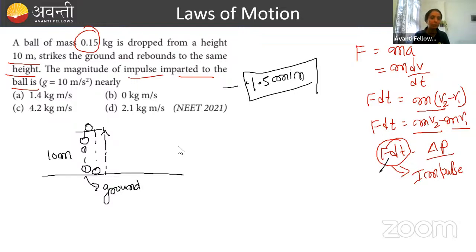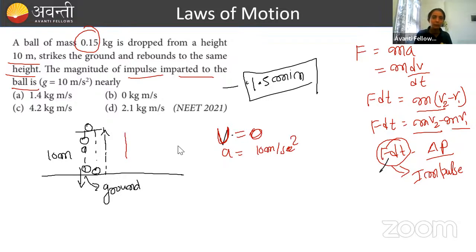So just before collision, what is the velocity of the ball that you calculate? After dropping through 10 meter height, what will be its velocity? So velocity equal to, कैसे लिखोगे? You are dropping the ball from height 10 meter. So dropping the ball means initial velocity is how much? 0. Done. Acceleration due to gravity is how much? 10 meter per second square. We have to take it.